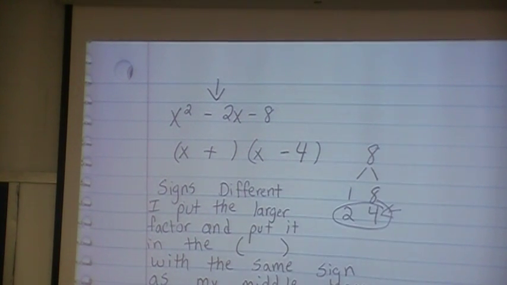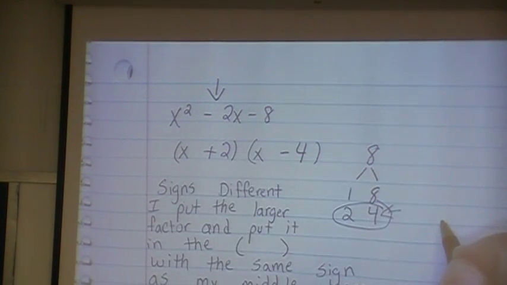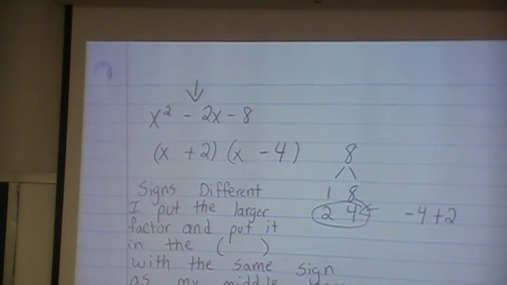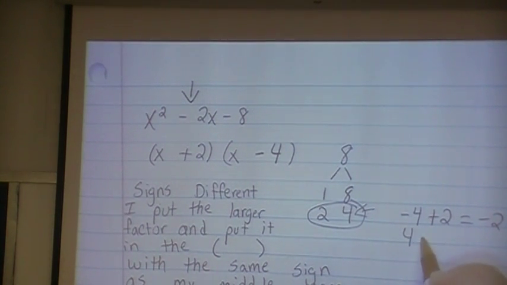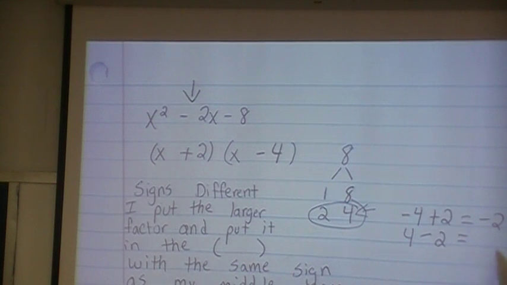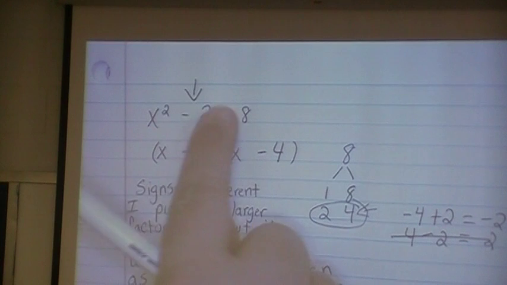So why do you do that? Because I want my middle number to be negative. Okay? Negative 4 plus 2 gives me negative 2. A positive 4 minus 2 gives me a positive 2. I don't want a positive 2. I need a negative 2.